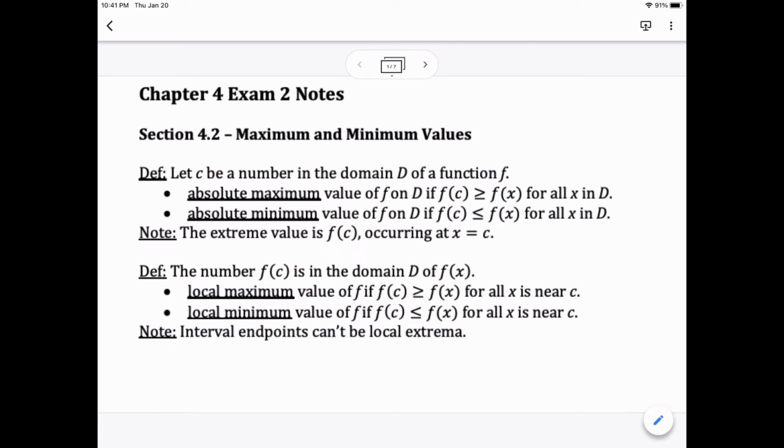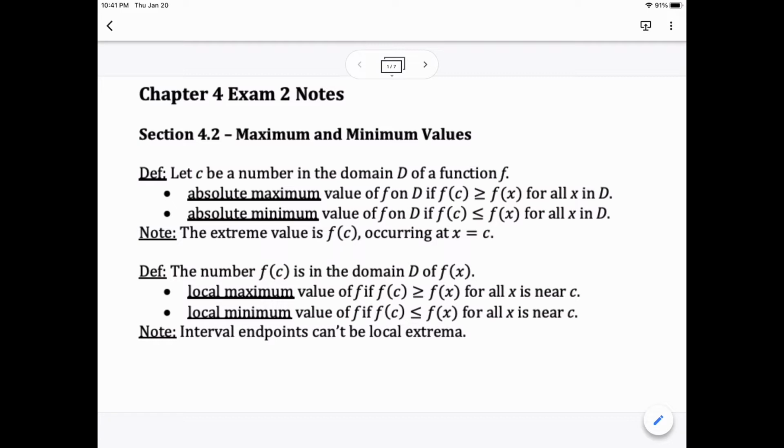Today's lesson is over section 4.2, where we're talking about maximum and minimum values. So first, let c be a number in the domain D of a function f. That means that there's two values, an absolute maximum and absolute minimum, that are the overall maxes and mins for that function for that domain.